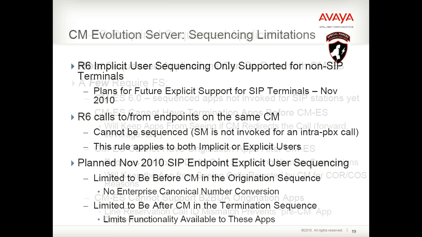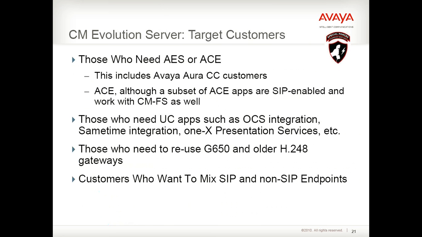Some of the customers that are taking advantage of this are ones that may have been on 5.2.1 for the past few years and are looking to move forward in their SIP architecture, as well as customers that have heavy integration with things like OCS, or presence type services. And also those of you that have made investments in some of the G650 hardware models or some of the older 248 gateways, this model works. You can do mix and matching of endpoints and gateways, SIP, non-SIP. You can take advantage of your existing investments, and you can start building out your SIP architecture into the future.